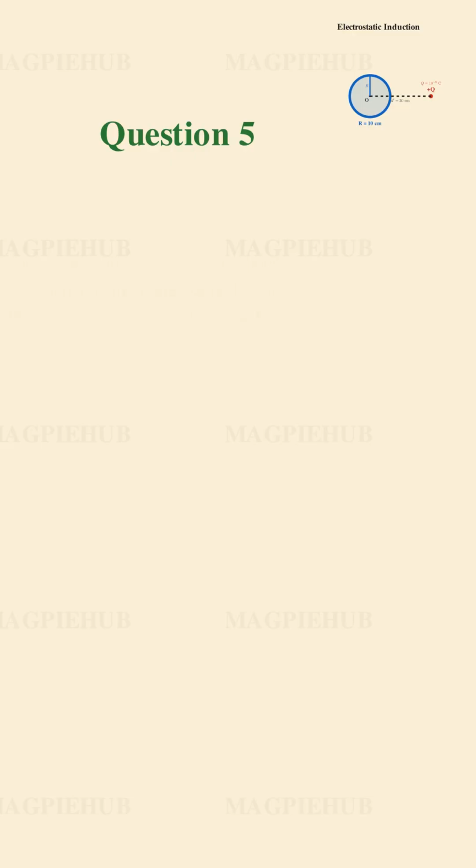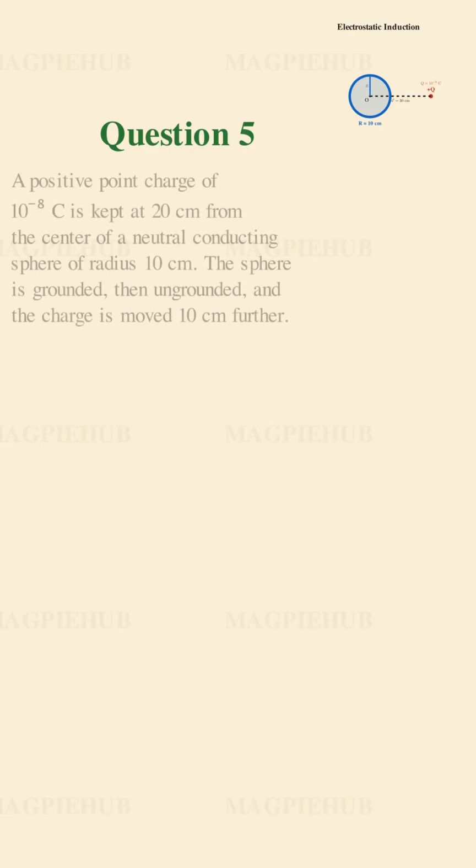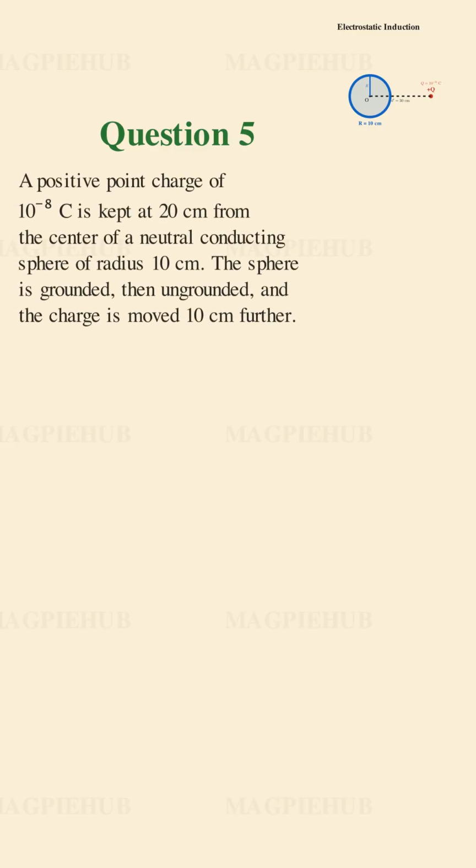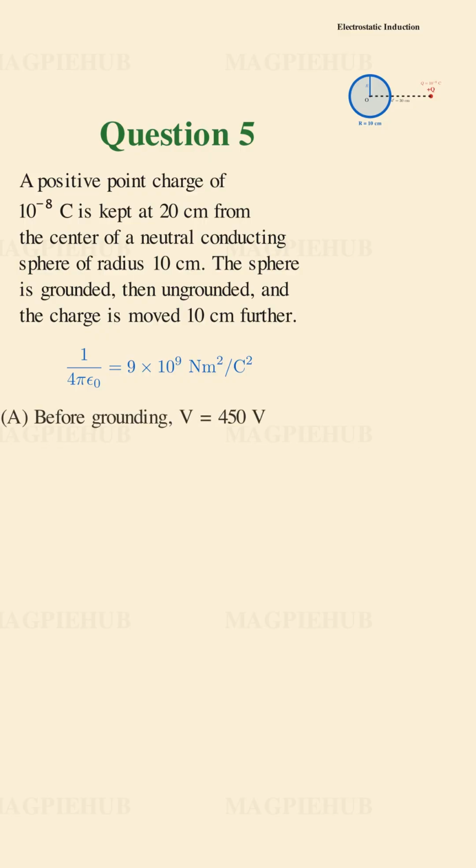A positive point charge of 10 to the minus 8 coulombs is placed 20 cm from the center of a neutral conducting sphere of radius 10 cm. The sphere is grounded, then the ground is removed, and the point charge moves 10 cm further away. Given 1 over 4 pi epsilon naught equals 9 times 10 to the 9. We have 4 options.